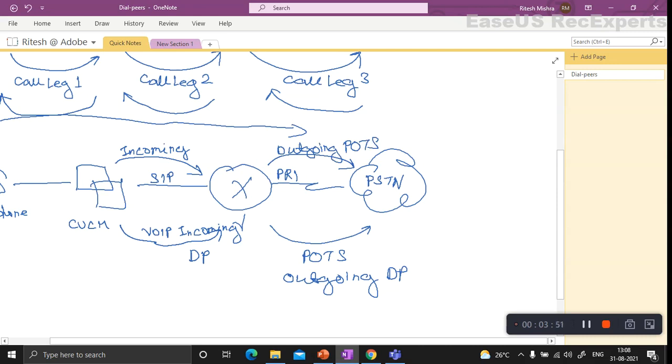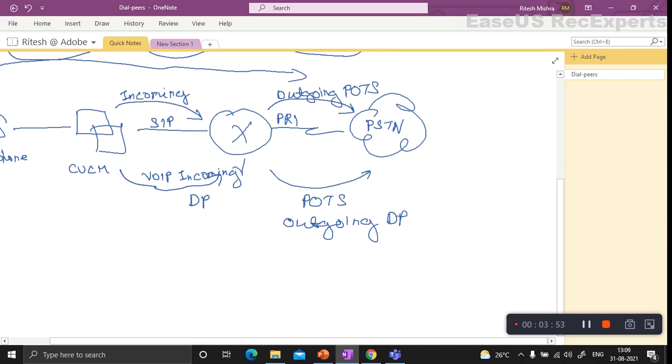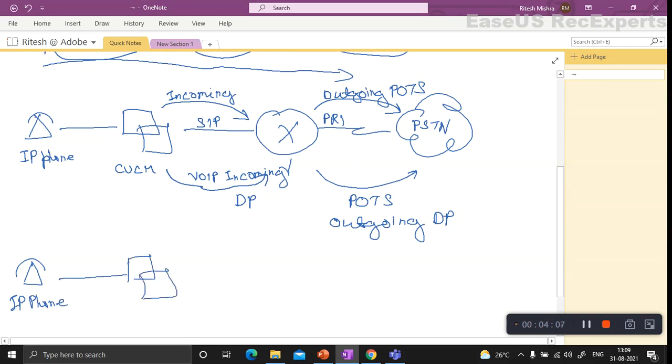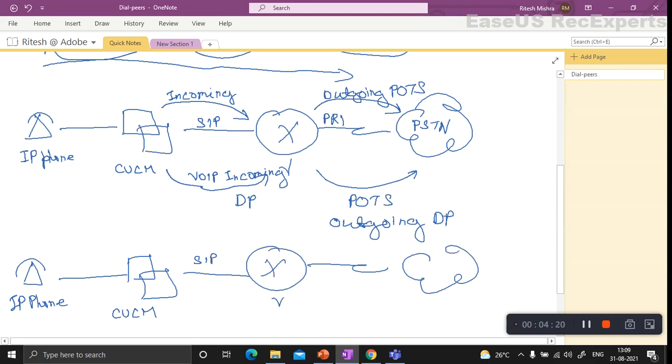Now, if you have an incoming call coming from the PSTN, so suppose you have an IP phone registered on call manager, a SIP gateway, and a PRI, the provider.